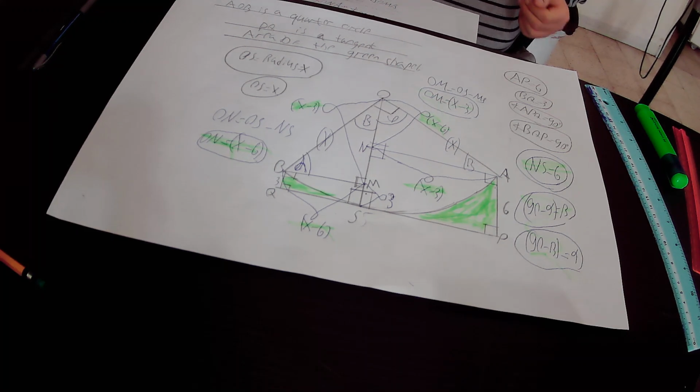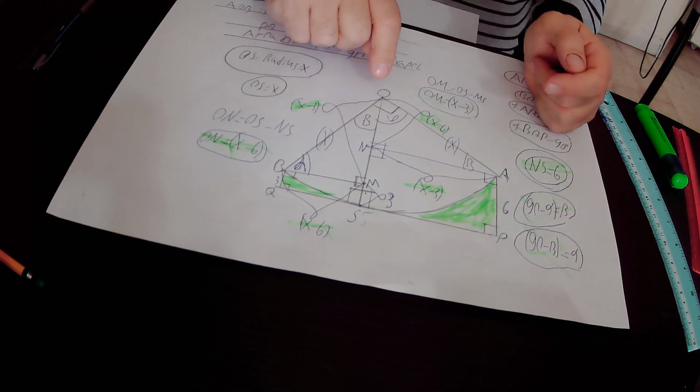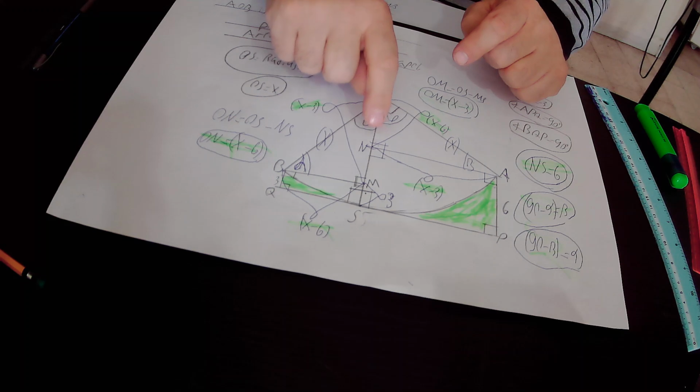The next step, we prove that those two right triangles can be superimposed on each other. That is to say, the right triangle ONA is congruent to the right triangle ONB.